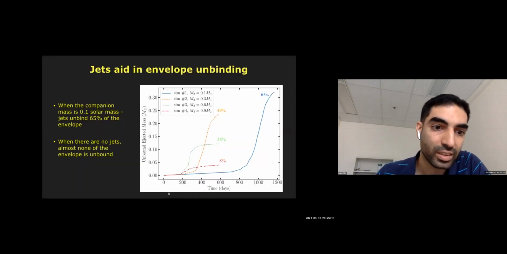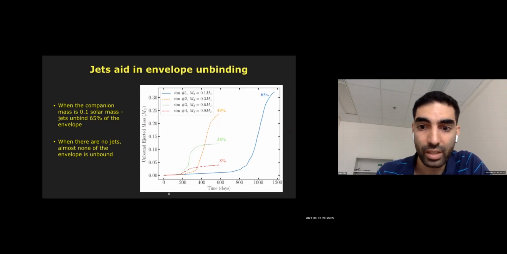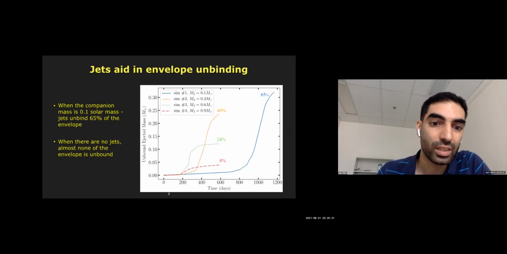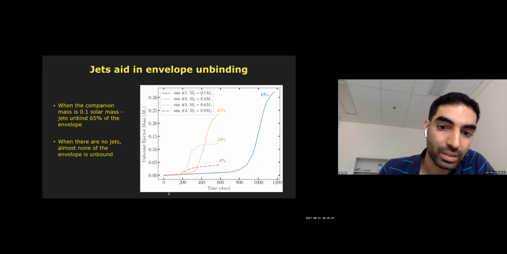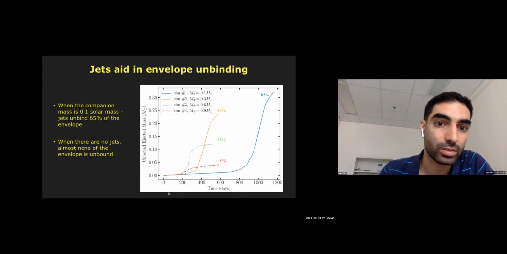How much mass do the jets unbind? For the 0.1 solar mass companion, 65% of the envelope mass becomes unbound by the end of the simulation. For higher companion masses, a smaller fraction of the envelope is unbound. This is in part because we kept the same jet power in all of the simulations, while the systems with heavier companions are more gravitationally bound. When we simulated equivalent systems without jets, the amount of unbound mass was about 8% more.